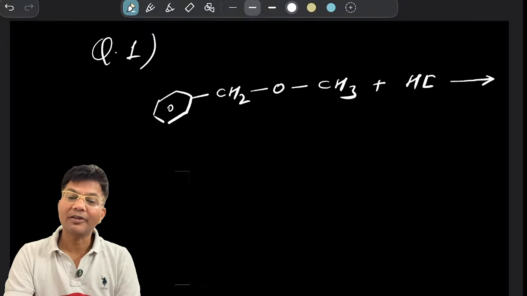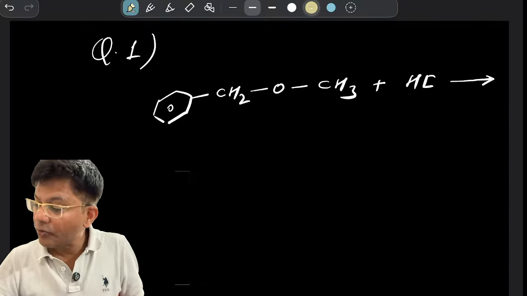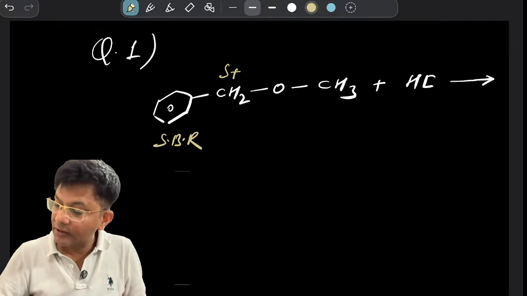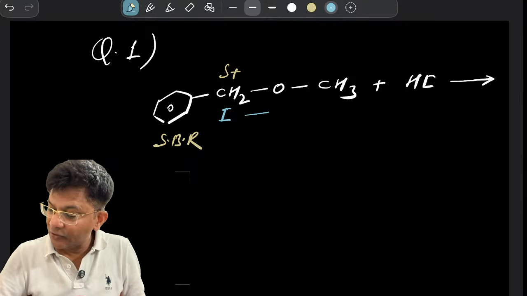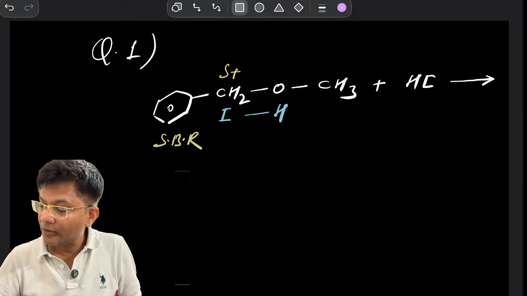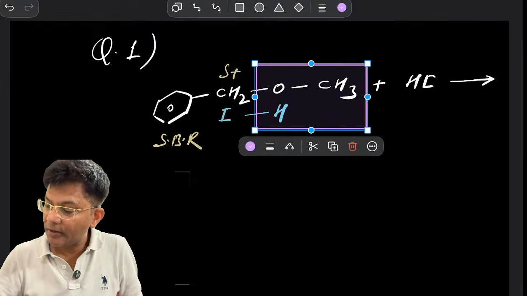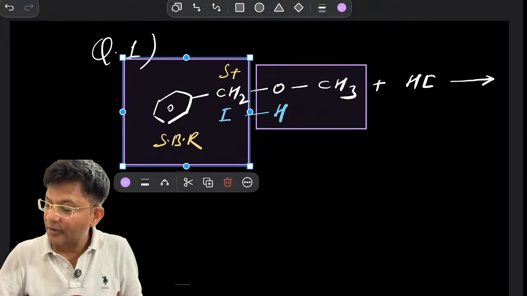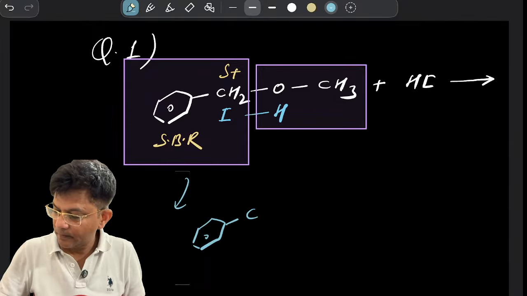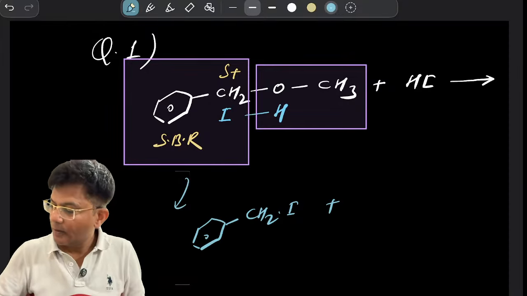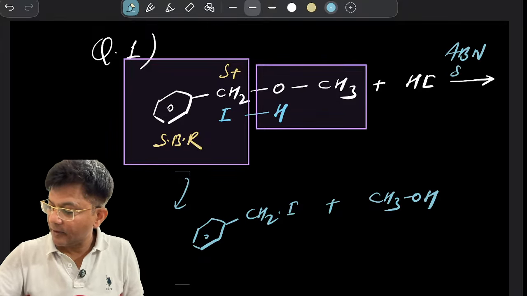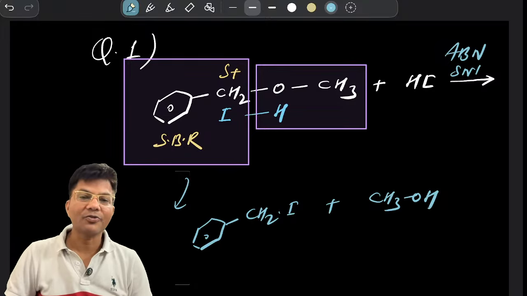Now tell me, SN1 or SN2? SN1, very good. If you are able to understand SN1, then this is very, very important because this carbocation is stabilized by resonance. So directly you can solve this question. Form iodine bond over here and H over there. You can directly get the answer, my dear students. No need to write down anything. In the air you can solve this question. This will go with this and this will go with this. So your answer will be benzyl iodide plus methyl alcohol. Everyone got it? First ABN and then SN1. I hope everyone is clear. Second question.